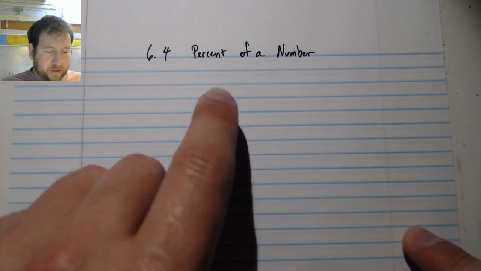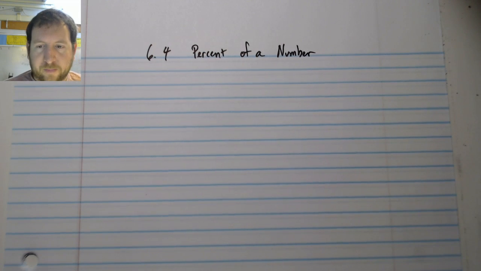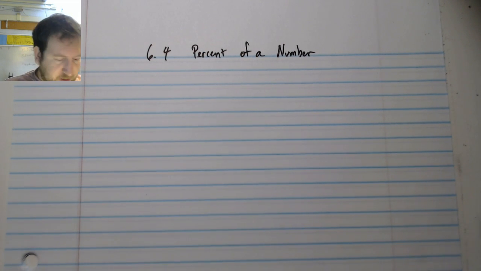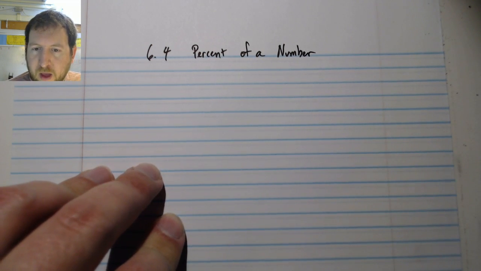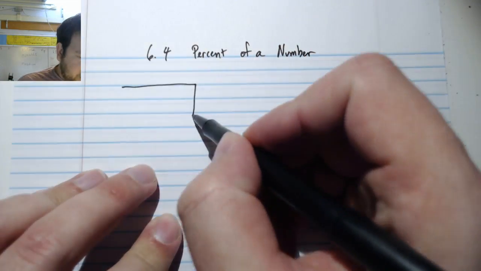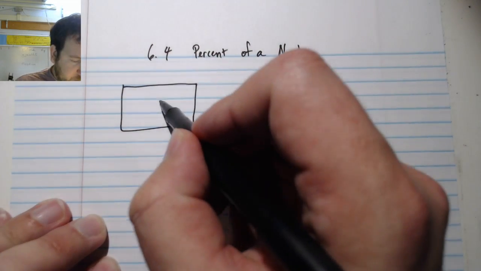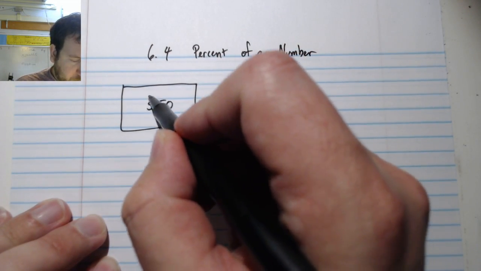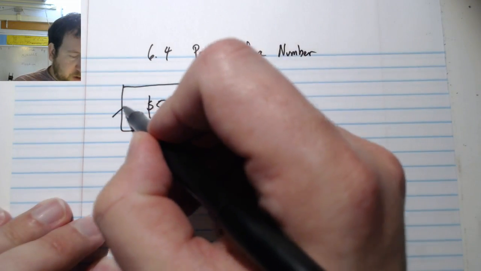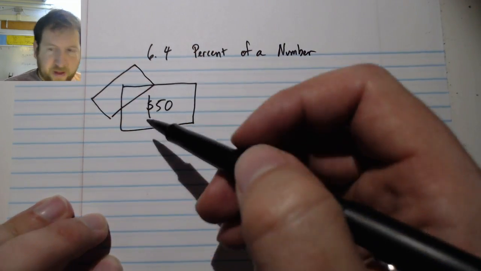All right, today we're going to be talking about section 6.4, percent of a number. So this is kind of like the times when we go to the store and you see a price tag and it says $50. But then there's another sticker over it, like this. I guess we wouldn't see that part of the sticker. I should have covered that part up first.